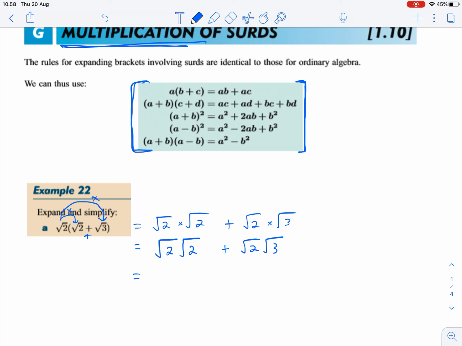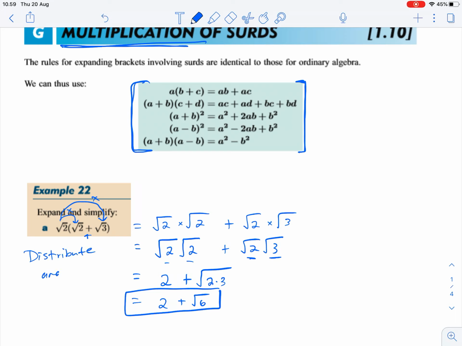All right, now simplifying this, square root of 2 times square root of 2, well, that is just equal to 2. Plus square root of 2 times square root of 3, based on our rules of surds that we learned last lesson, this is actually just equal to square root of 2 times 3, which is equal to square root of 6. Final answer. So all we did was distribute and simplify.